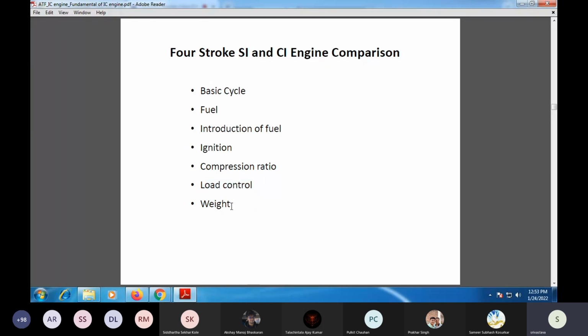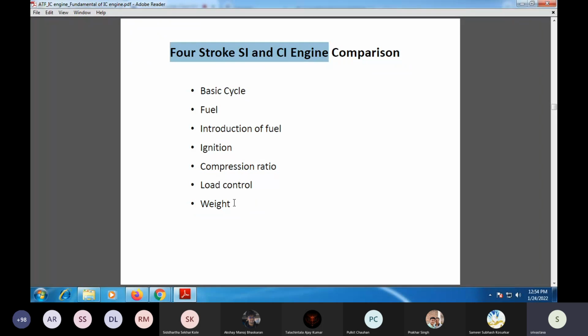As far as the weight is concerned, normally the SI engine is lighter compared to the diesel engine, because the diesel engine has a higher compression ratio and produces more power. It is slightly bulkier than the SI engine. So these are some of the parameters based on which you can differentiate the 4-stroke SI and CI engine.